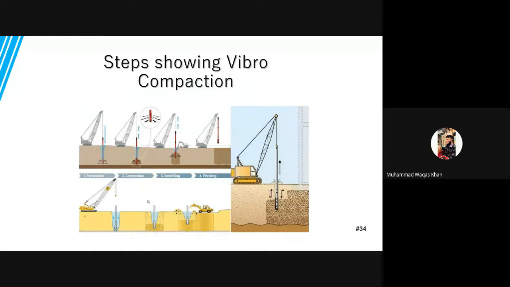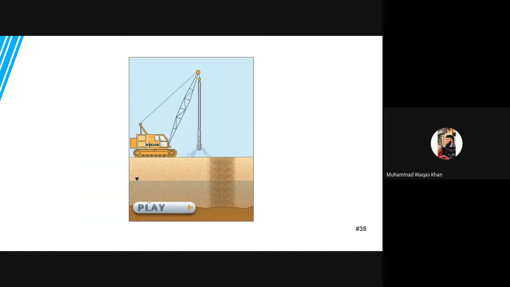Here are the steps showing the vibro compaction. First it is injected into the soil layer, then the soil layer is vibrated, and then while extracting, the soil which has been displaced is put back into the soil layer. Here is an animation showing this process. It is injected into the soil, and the backfill material is put into it. As it is extracted, the backfill is put back into the soil.